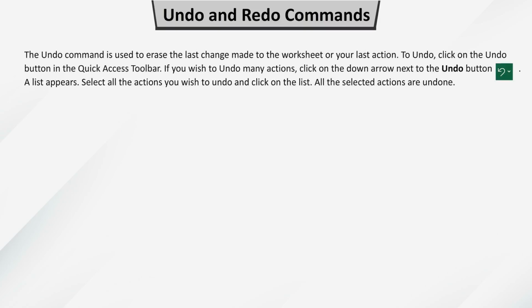Undo and redo commands. The undo command is used to erase the last change made to the worksheet or your last action. To undo, click on the undo button in the quick access toolbar. If you wish to undo many actions, click on the down arrow next to the undo button. A list appears. Select all the actions you wish to undo and click on the list. All the selected actions are undone.